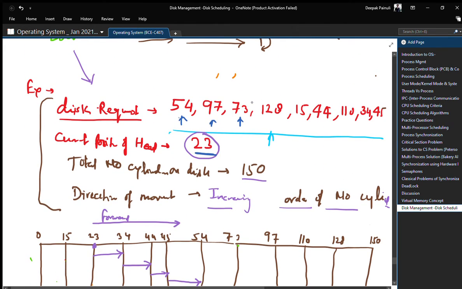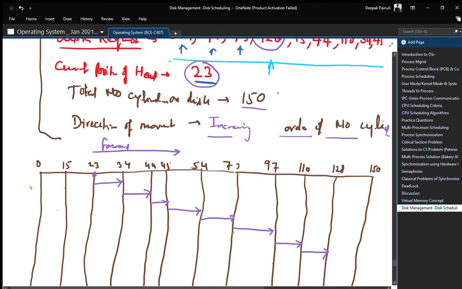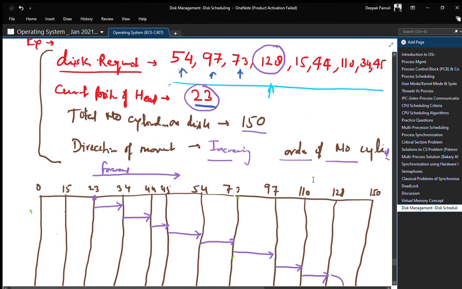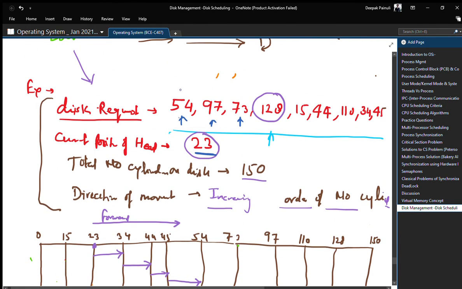So we will not move to 150 because it is not in the request queue, but in SCAN we have to move to 150. But in case of LOOK, we don't move to 150; we will reverse our head movement after the highest number of requests. Now we will move backward after 128, so we will start the back pass. Now check in the back pass which request is pending. We have covered 54, 97, 73, 128.